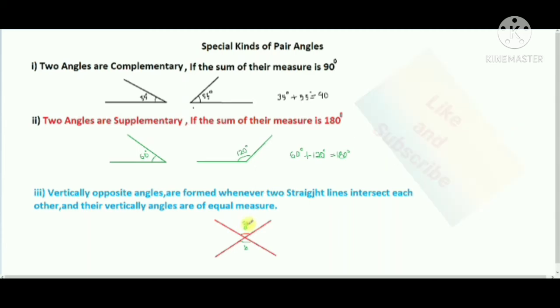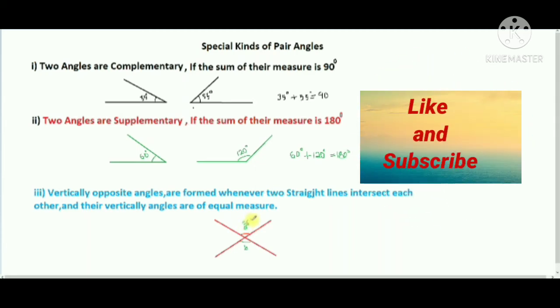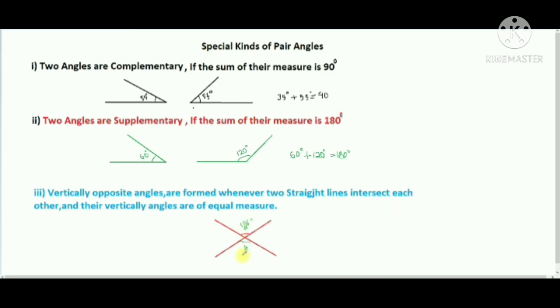Okay, suppose this is 56, then suppose 156, then it will also be 135. If it is 135, then it will also be 135. So you see, angle A equals angle B, because these are vertically opposite angles.